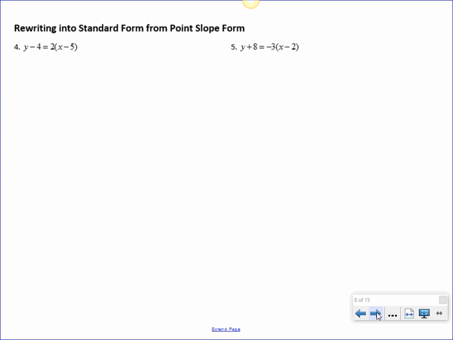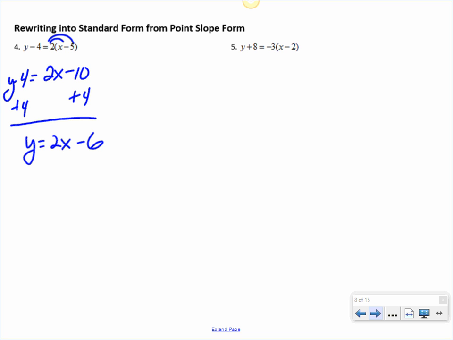Okay, on the bottom half of the bell work, you were working with going from point slope form into standard form, and if you remember from yesterday, we would have first got it into slope intercept form. So we would have distributed the 2, and you'd have 2x minus 10 on that side, and then we would add a 4 to get it in slope intercept form, and I'd have y is equal to 2x minus 6.